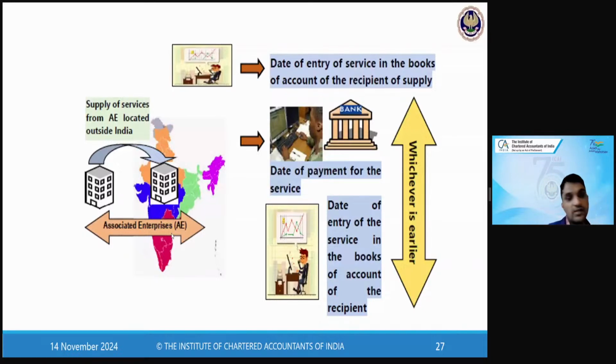Just normal is different. But in case of associate enterprises, date of entry in the books of accounts, which is the accounts of the recipient, or date of payment for the service, whichever is earlier, date of payment will be date of entry of service in the books of accounts of the recipient, either bank account or accounted in the books of accounts, whichever is earlier, that will be treated as the tax on reverse charge, because import of service is all under reverse charge. So you will be liable under reverse charge basis.